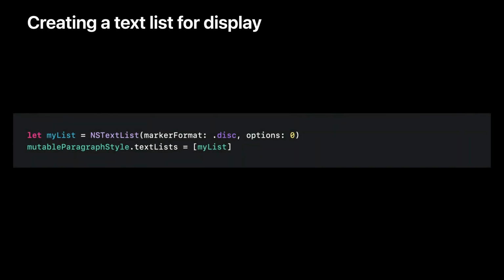Use NSTextList together with NSMutableParagraphStyle to specify that a paragraph in your text storage should be formatted as a list for display. The text view is responsible for picking up these attributes from the text storage and reformatting the paragraph content to look like a list.